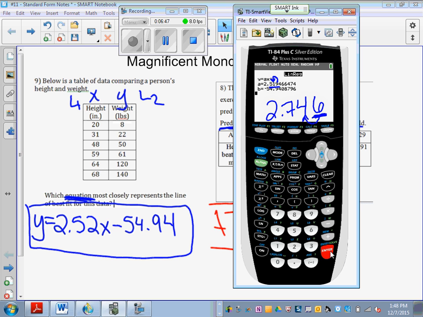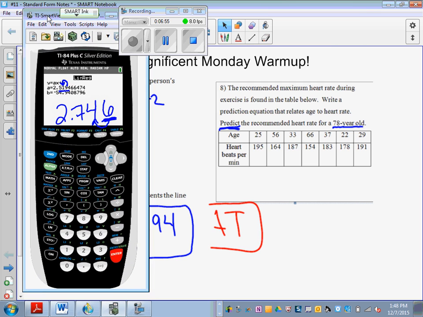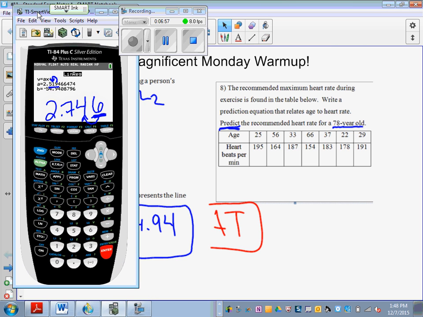No. Okay, so now do the second one, number 8, sorry it goes 9, 8. This one is the same idea. We need to first find our line of best fit, and then we're going to predict a value.